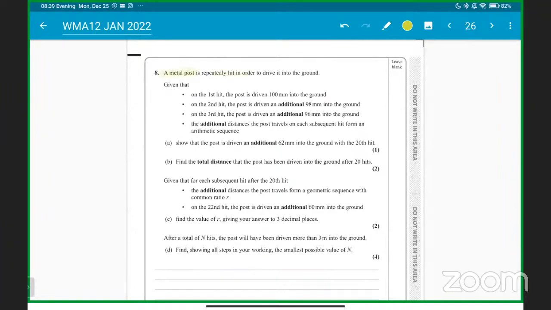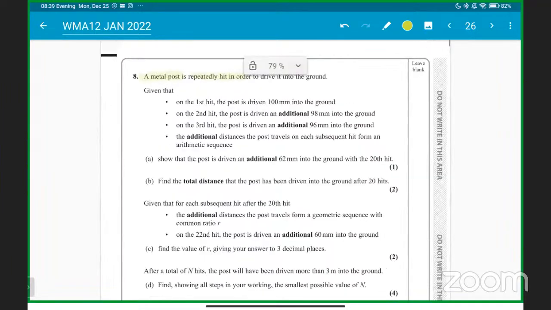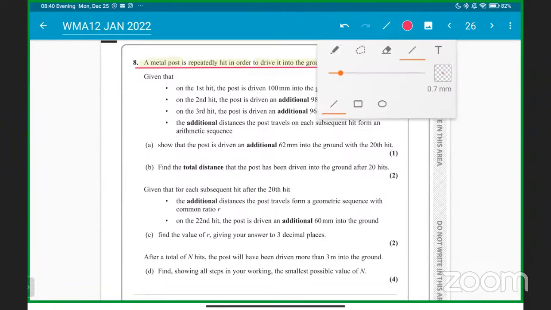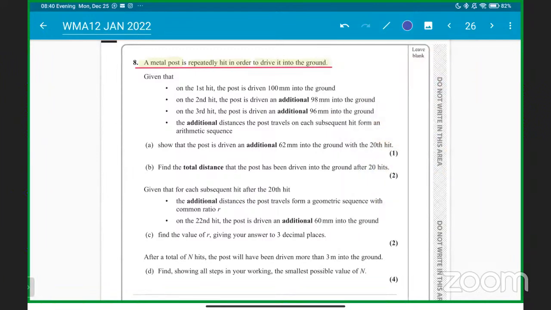A metal post is repeatedly hit in order to drive it into the ground. You can imagine a metal post being hit again and again into the ground, just like we do normally in practical life. On the first hit, the post is driven 100 millimeter into the ground. On the second hit, an additional 98 millimeter. On the third hit, an additional 96 millimeter.